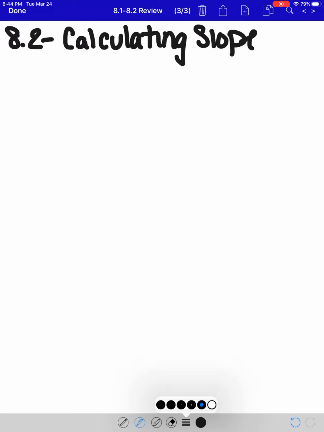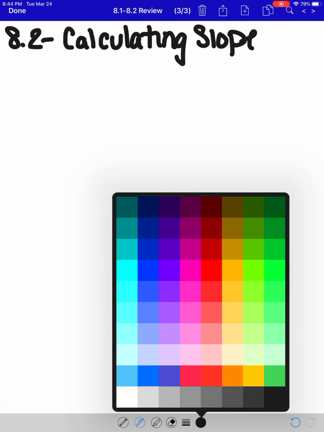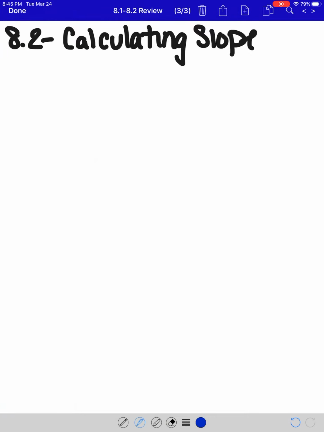Okay, the first thing I'm going to bring up is the slope formula. And I'm going to write this in a bold blue color because it is important. Okay, so slope, for some reason we label it as M. I really don't know why it's labeled M, but it is. I'm sure it has something to do with its Latin term, but whatever.